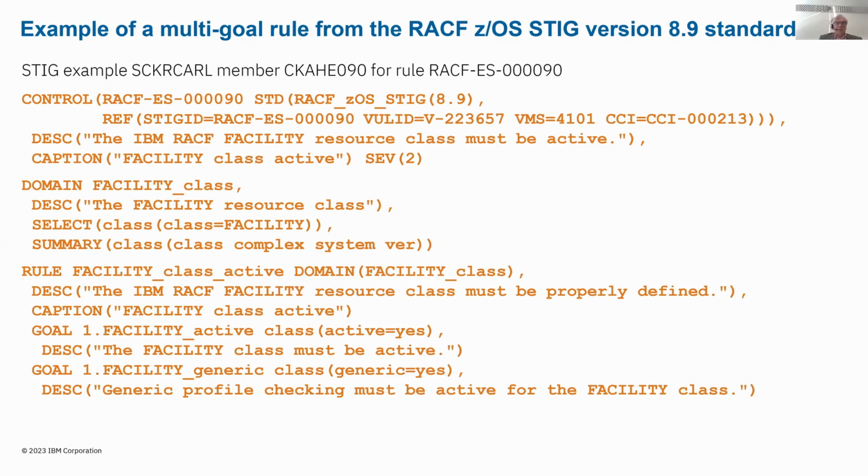And we check that second goal too, and that's the whole rule. So I hope this helped a bit to understand what might look to you as complex sets of CARLA in those controls, but actually most of the characters are description and captions and stuff. The basic logic is not that difficult.